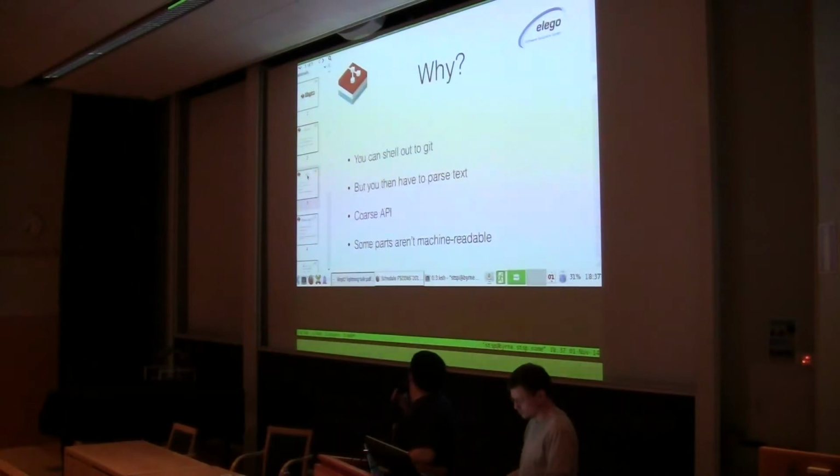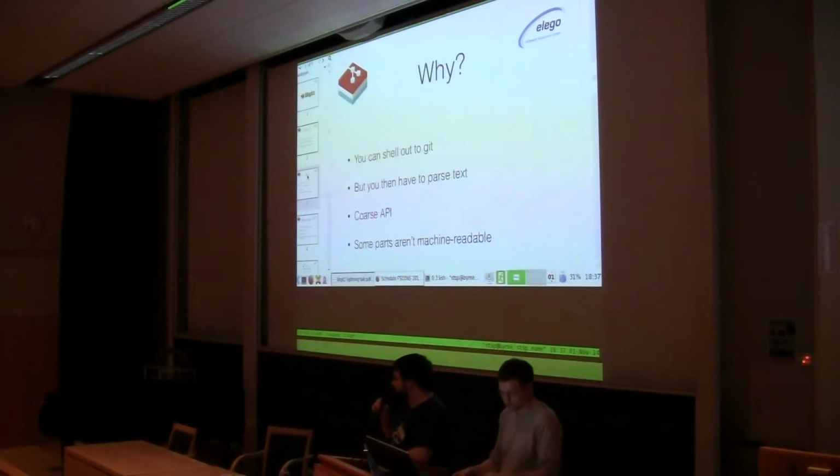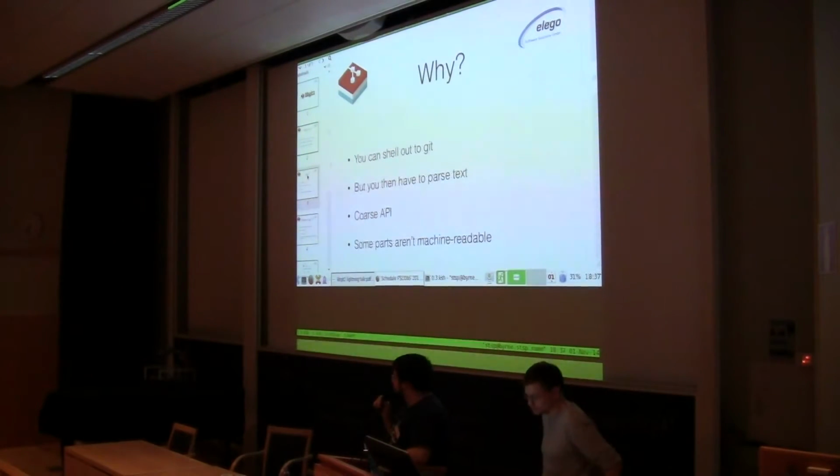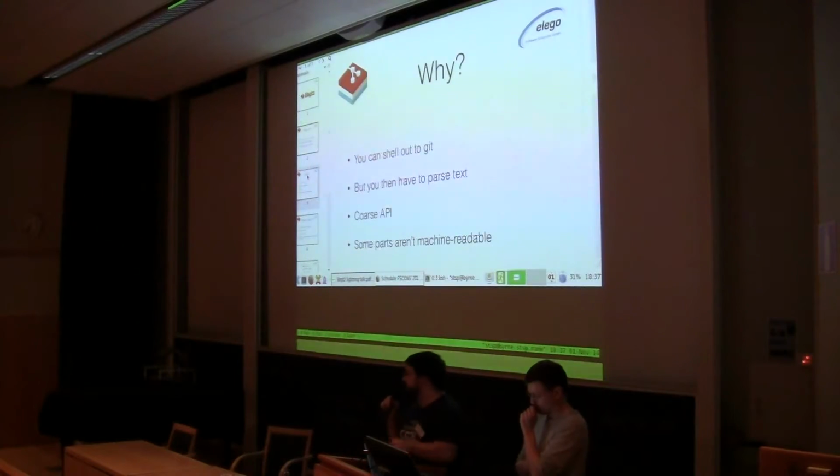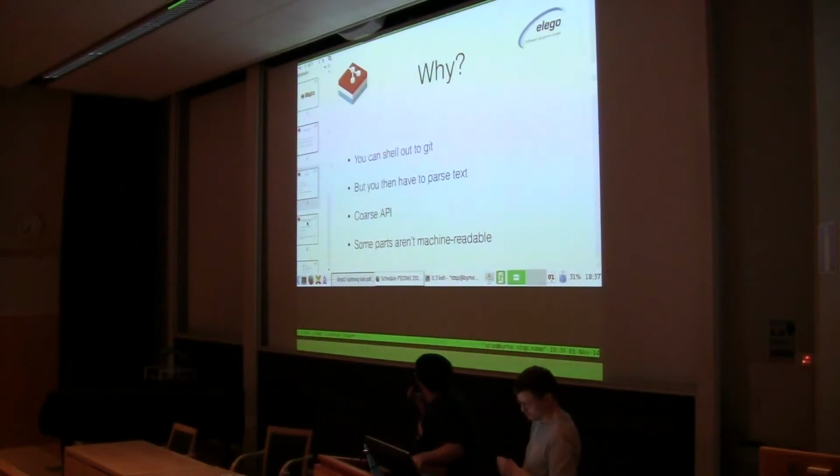What I've spoken about before, that some bits aren't even machine readable. Like if you run a fetch, there is no way you can predict what's going to come out. So we provide that, and we do provide more fine-grained information than Git will in any portable way. And so why libgit2 rather than just Git?